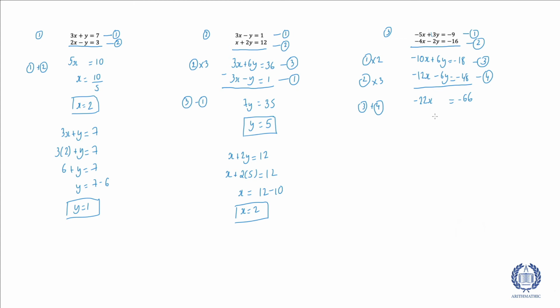So minus 22, so that means x is equal to minus 66 divided by minus 22. The 2 negatives become a plus when you divide, and then you're left with 3. So x is equal to 3, right?